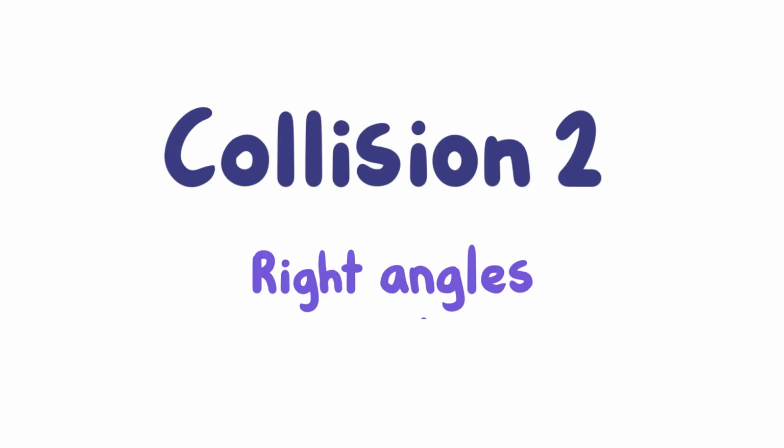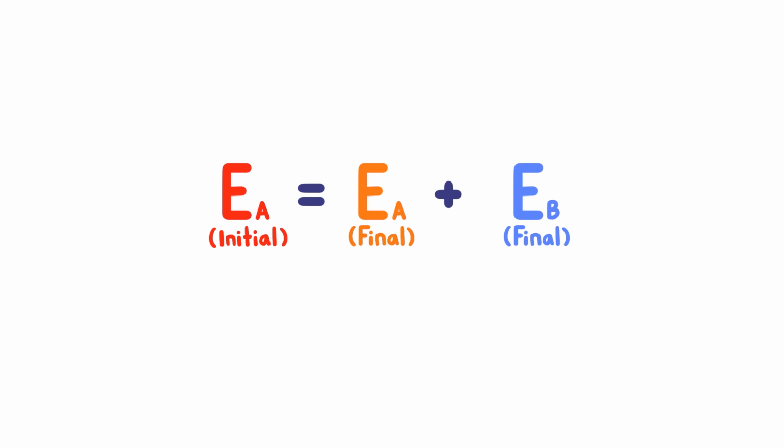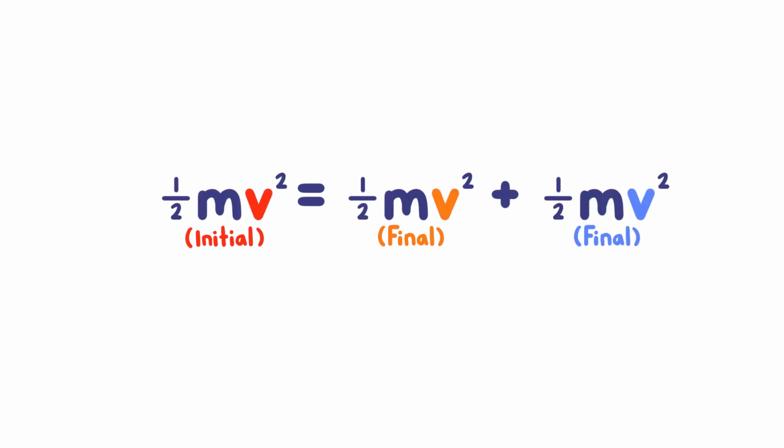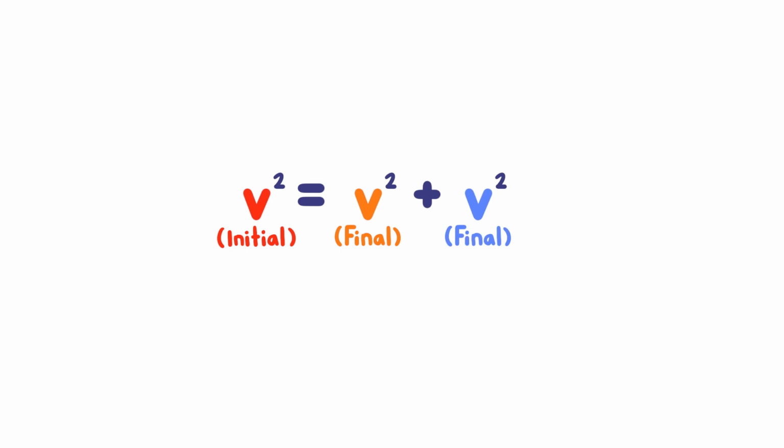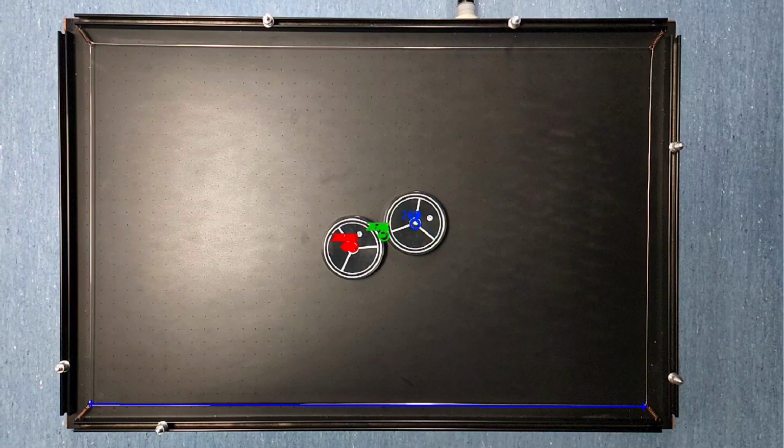Collision 2, right angles. In an elastic collision, kinetic energy is conserved, meaning that the initial kinetic energy equals the sum of the final kinetic energies. If the masses are the same, we can divide out half m, giving the velocities in the form of the Pythagoras equation, an equation specifically for right-angled triangles, proving that there must always be a right angle between the final velocities of equal masses colliding elastically, as we observe here.